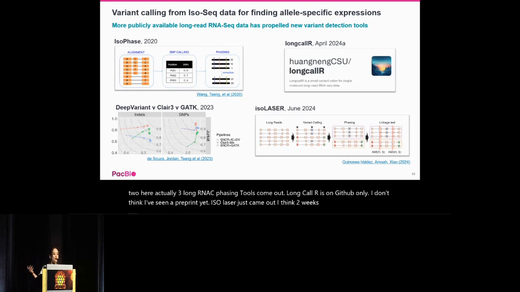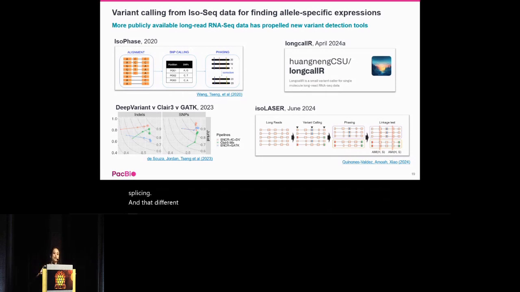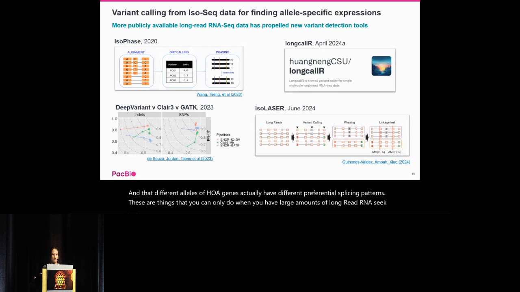It is fascinating. It analyzed the ENCODE4 consortium Iso-Seq data and showed it was able to classify cis versus trans splicing, which I'm not showing here. It's fascinating stuff in the preprint, where they show that immune genes, such as HLA genes, are highly enriched in individual-specific splicing, and that different alleles of HLA genes actually have different preferential splicing patterns. These are things that you can only do when you have large amounts of long-read RNA-seq data, and I do think we're starting to get there.